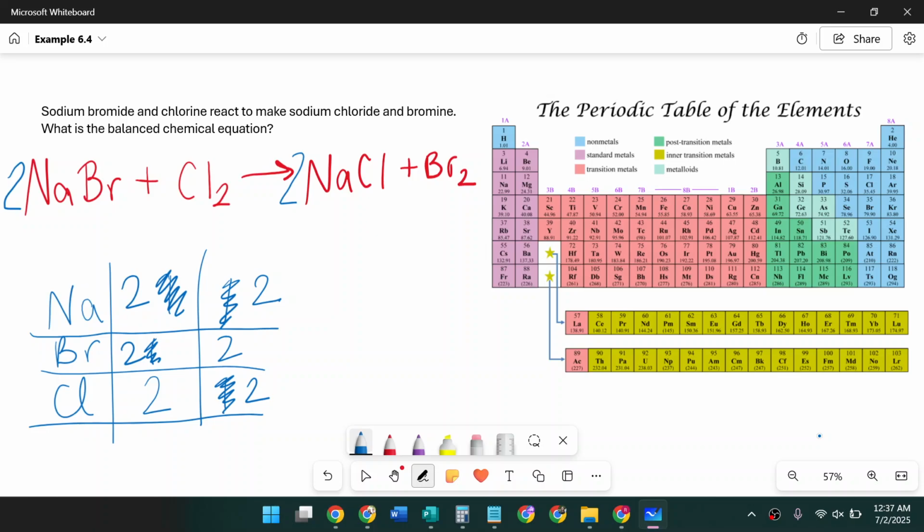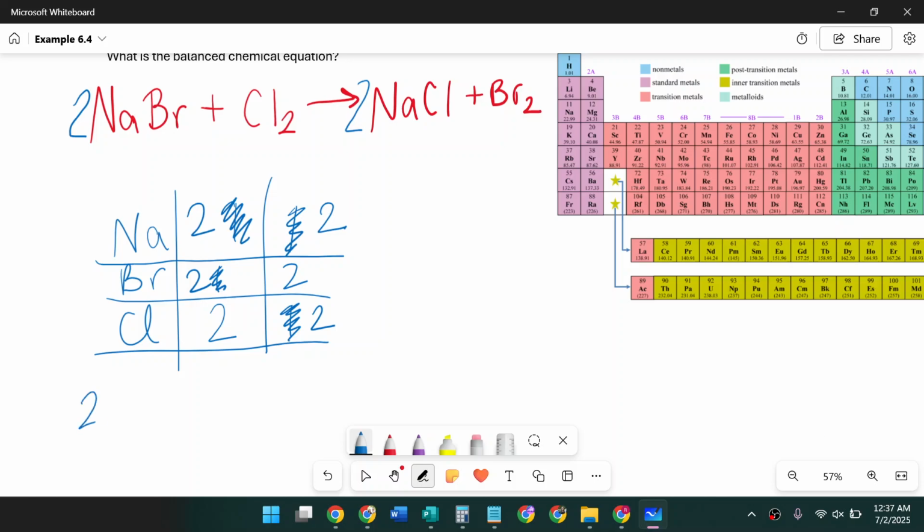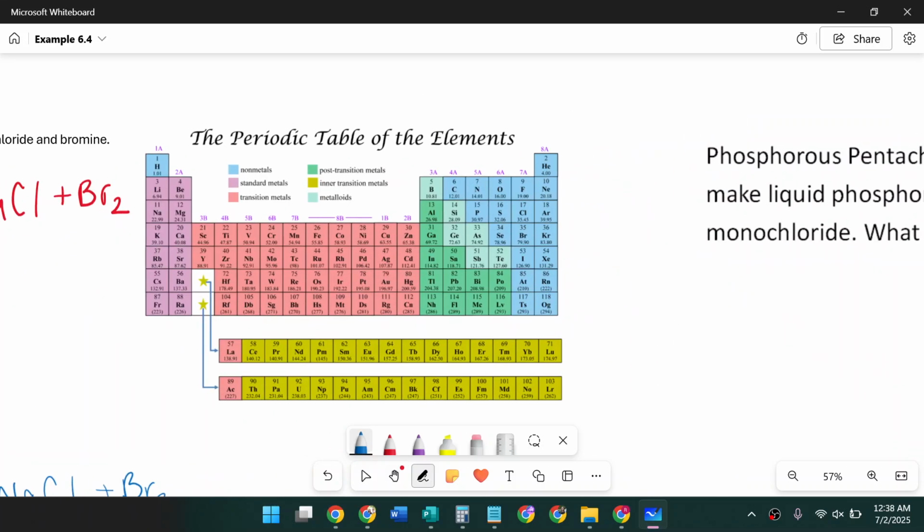So the balanced equation for this, let's rewrite it so it looks nice, is 2NaBr plus Cl2 yields 2NaCl plus Br2. Alright, let's move on to the next one.